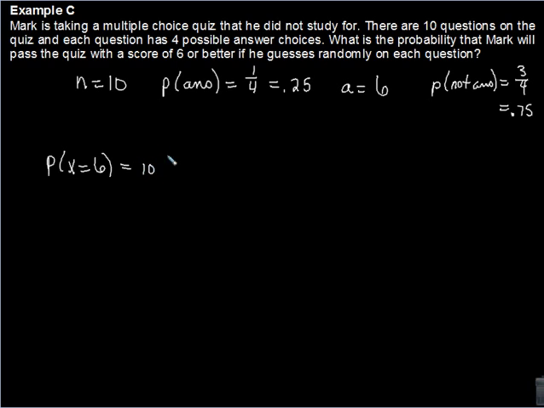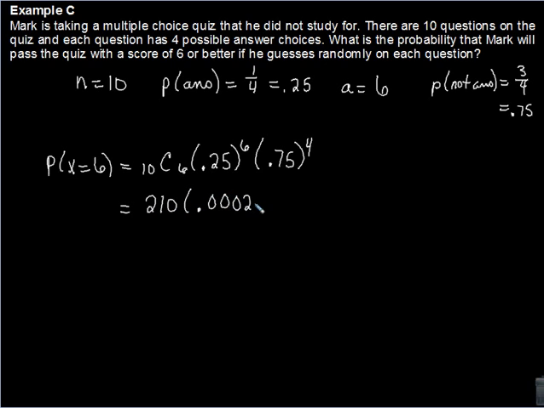So I have 10C6 because we have 10 questions. We want 6 correct answers. I have 0.25 to the 6th, that's a correct answer, and 0.75 to the 4th because it's 10 minus 6. 10C6 is 210, and this is 0.00024, and then 0.3164. When I multiply those together, I have a 1.6% chance, or rather Mark has a 1.6% chance of passing this test.